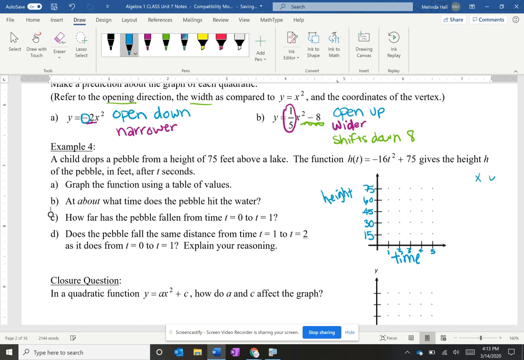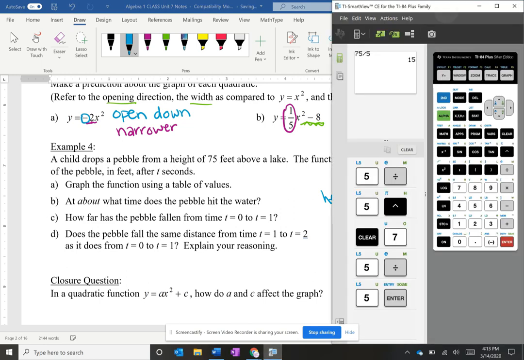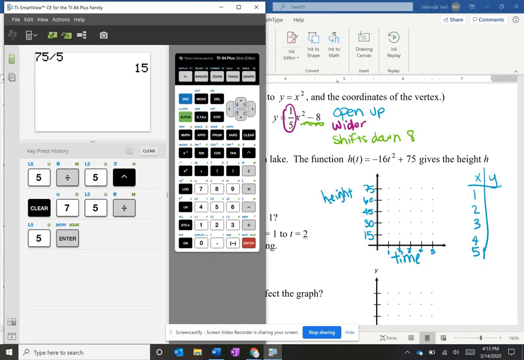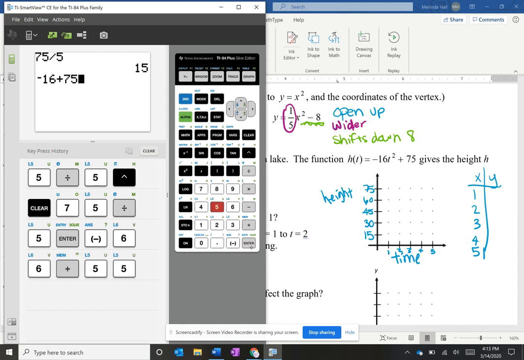And so for our table of values, I'm going to go ahead and just plug in 1, 2, 3, 4, and 5. That way we can see what ends up happening. So we'll pull out our calculator. We would have t squared would be 1 squared, so that's 1. So then 1 times negative 16 would be negative 16, plus 75 would give us 59.